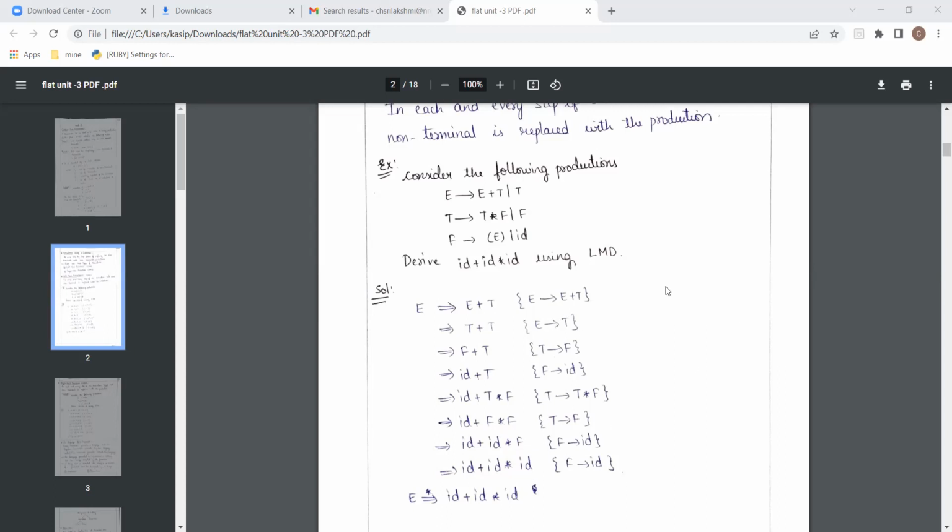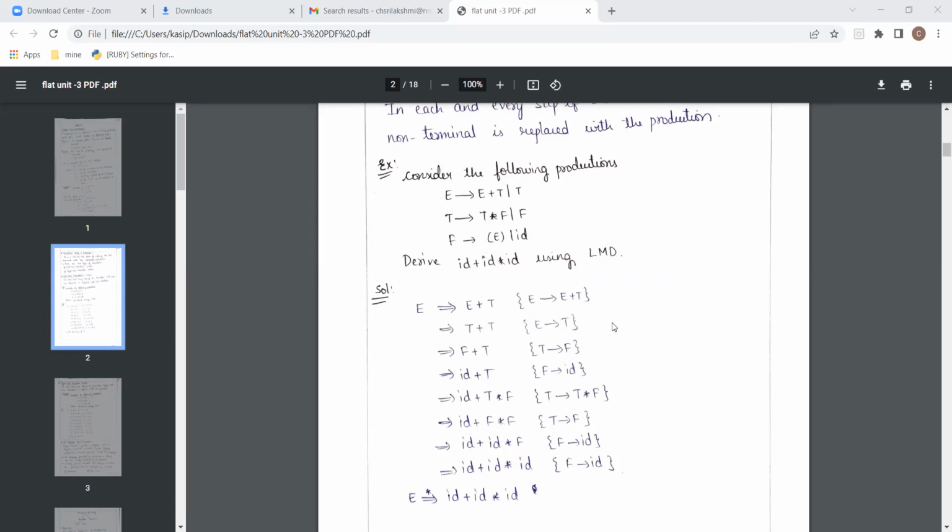So that is the leftmost derivation. From the left side, we are going to replace all the non-terminals here, and also we are going to derive the string we want. What is the string we want here?